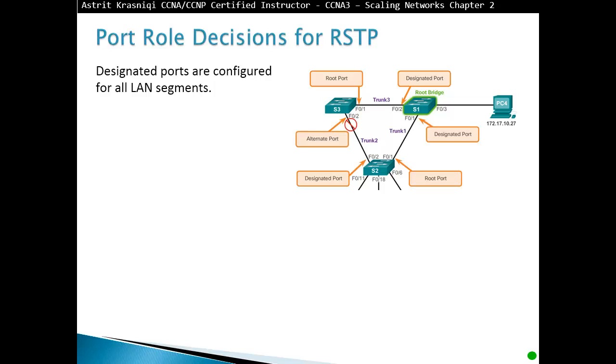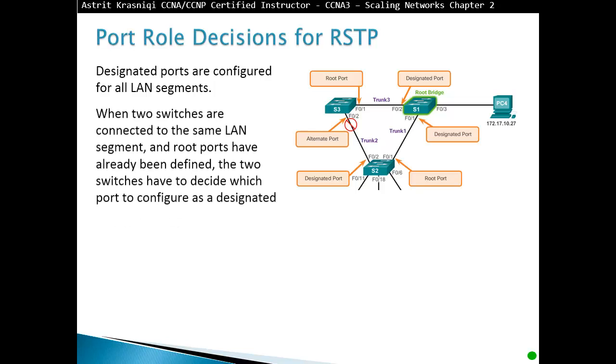Designated ports are configured for all LAN segments. So every segment is going to have one designated port. So remember, there's like a 3-1 rule in here. We have one root bridge per topology, one designated port, and one root port. So every non-root bridge has one root port, and every segment has one designated port.